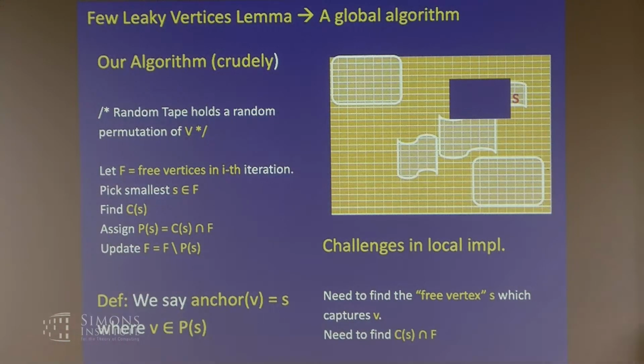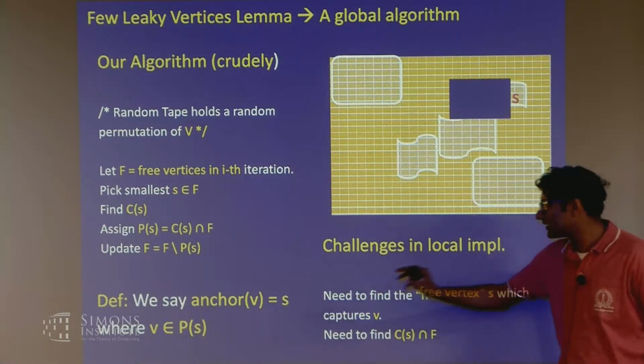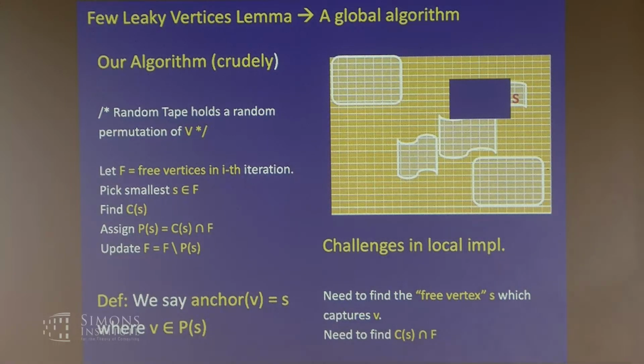So I come to an important definition. I define the anchor of the vertex V to be the vertex S if the global algorithm captured V while processing S. So it's a property of the randomness of your initial random tape, which leads to S capturing V. So the anchor of V is said to be S if the global algorithm captures V while processing S.